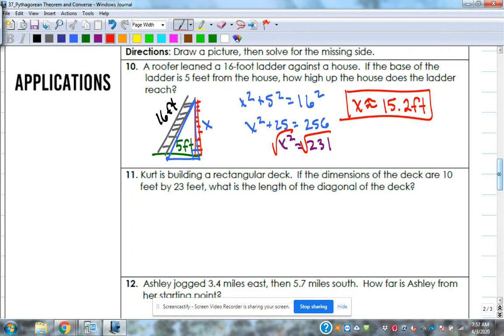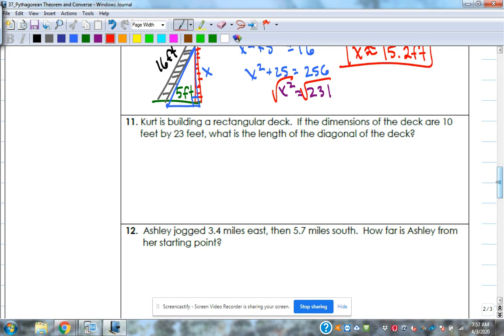Okay. Kurt is building a rectangular deck. If the dimensions of the deck are 10 feet by 23 feet, what's the length of the diagonal of the deck? So we've got a rectangular deck, and the dimensions are 10 feet by 23 feet. To find the length of the diagonal, either this line or that line, it doesn't matter which one. I'm just going to stick with that one. So we have the legs of a right triangle. We're trying to find c.